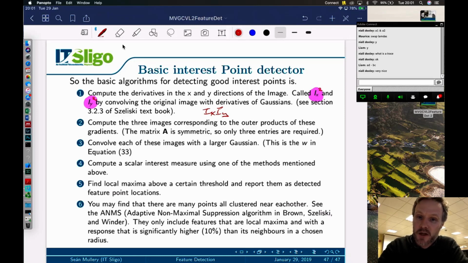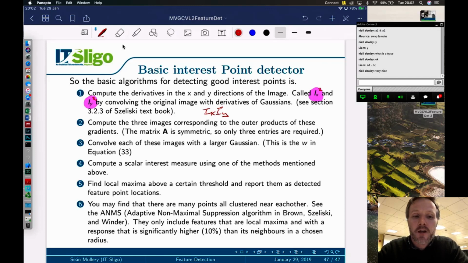Convolve each of these images with the larger Gaussian. That's the w in the equation. And so that's the window. You decide what size of a window you're going to use. Compute the scalar interest measure, where you use one of those methods of the eigenvalues that we showed there. Decide which one you're going to use, and decide what your threshold is going to be. Above what value do your eigenvalues or your combinations of them have to be before you decide that they're good enough. Find the local maxima above a certain threshold and report them as detected feature point locations.